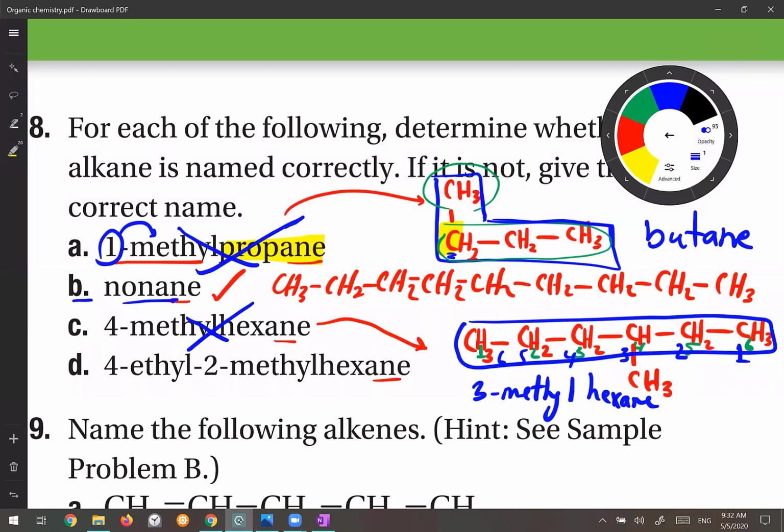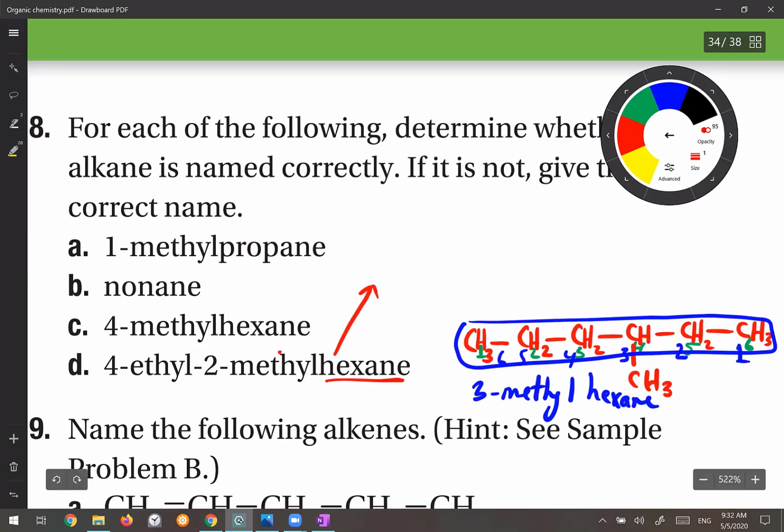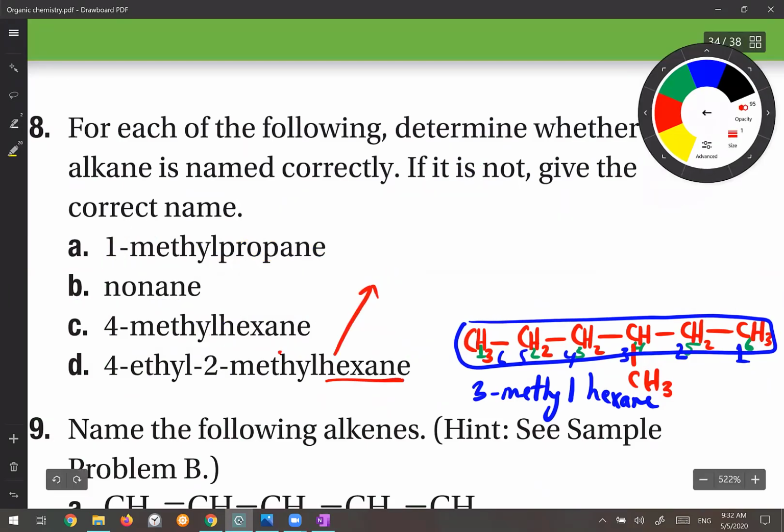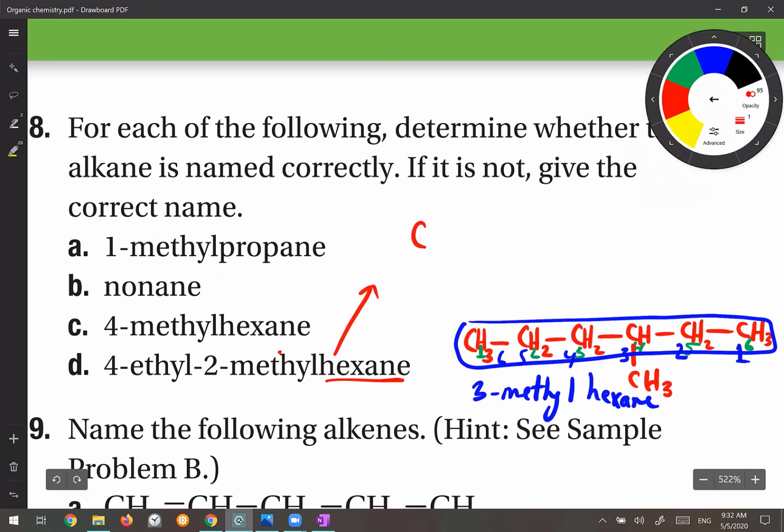And the last question, part D, says 4-ethyl 2-methyl hexane. I have hexane, it means I have 6 carbons here. So 1, 2, 3, 4, 5, 6. I give some space for adding the hydrogen. So I have to number it. I number it from the left side. This is carbon number 1, carbon number 2, 3, 4, 5, and 6.